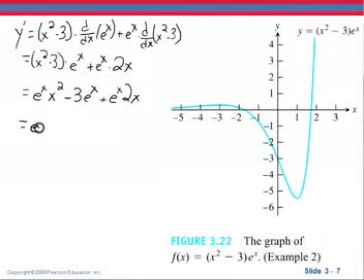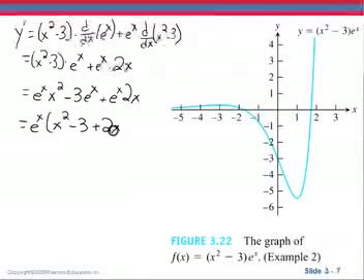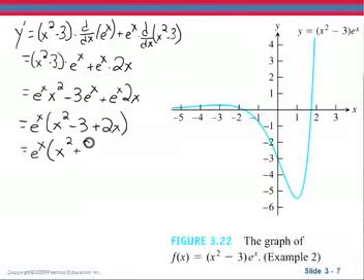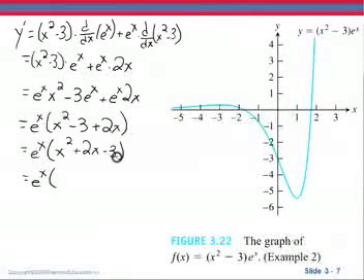Now let's factor that. First let's take out an e to the x, and that will give us x squared minus 3 plus 2x. And let's put those in the correct order, in descending order. That's x squared plus 2x minus 3. Now we can keep factoring here. The two numbers that multiply to be negative 3 and add to be positive 2 are positive 3 and negative 1.